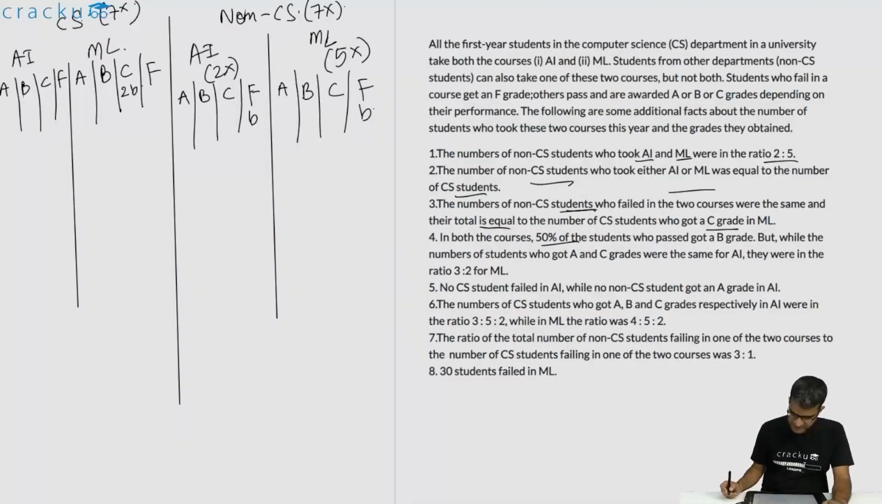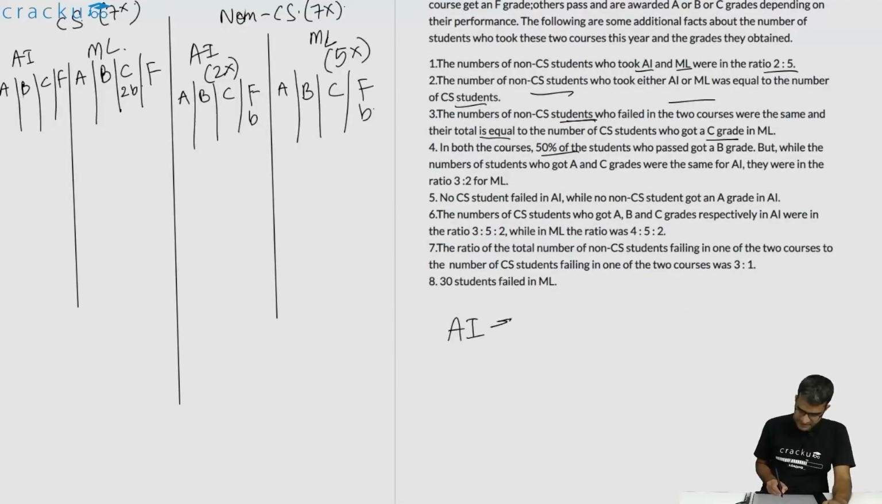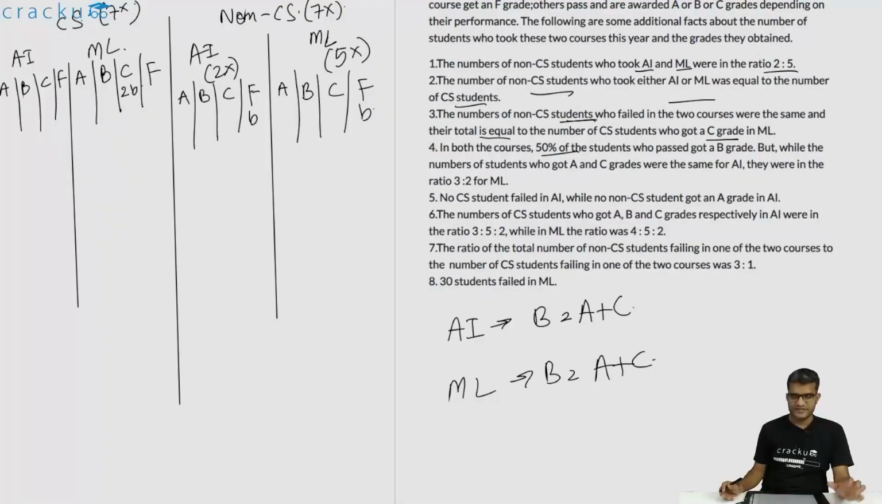In both the courses, 50% of the students who passed got a B grade. So in AI, the number of B's is equal to A plus C. Similarly, in ML, the number of B is equal to A plus C. So basically, some CS students got B in AI, some non-CS students got B in AI. But if you sum all of them up, the total number of B grades in AI is equal to the number of C grades and the number of A grades. For AI, the number of students who got A grade is the same as the number of students who got C grade. So B is equal to 2A. While in ML, they are in the ratio of 3:2. So let us assume that the number of AI is 3Y.